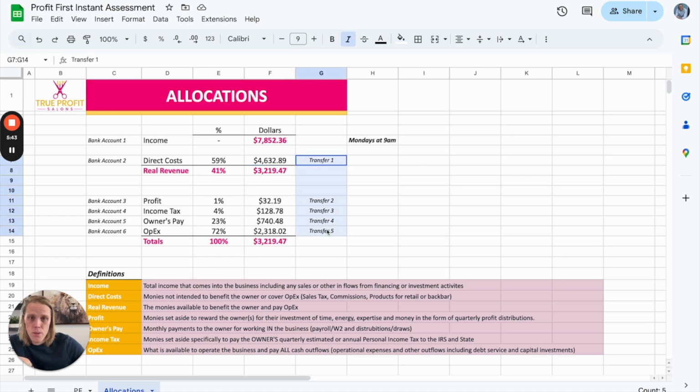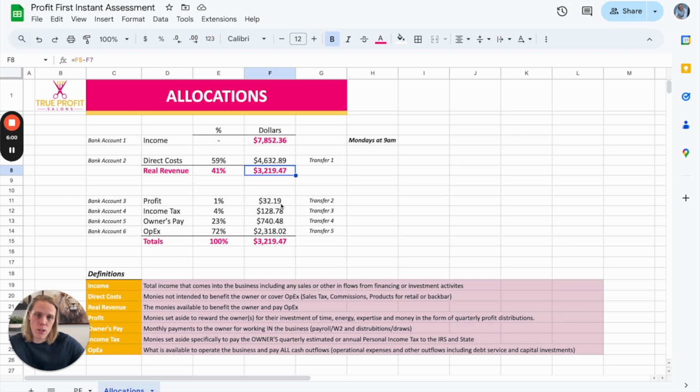We've got 5 transfers to do. We're going to move $4,632.89 into the direct cost account. That leaves us $32,194.7 of real revenue, which gets split between these other 4 accounts.